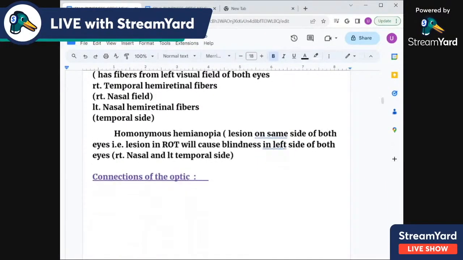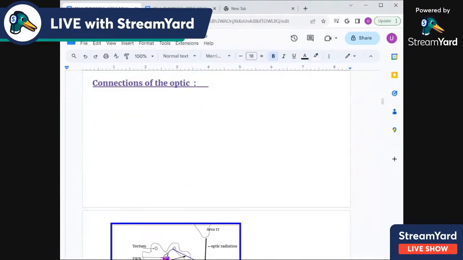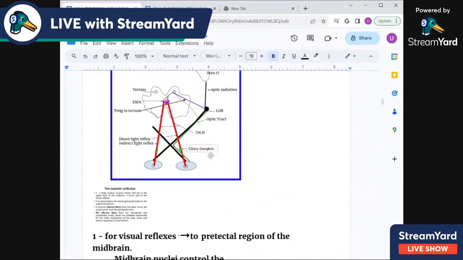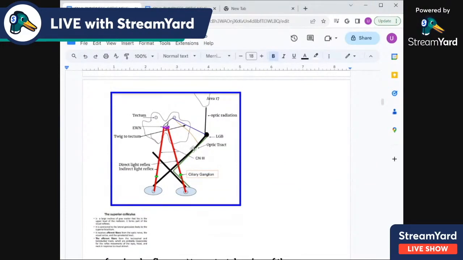Let's move on further. Now, the connections of the optic nerve. The main optic pathway passes through the geniculocalcarine tract to the occipital cortex, visual cortex area 17. The second connection is to the midbrain, from the lateral geniculate body to the pretectum and tectum in the midbrain, and the third one to the hypothalamus, that controls hormones, emotions, circadian rhythm, and the sleep-wake cycle.